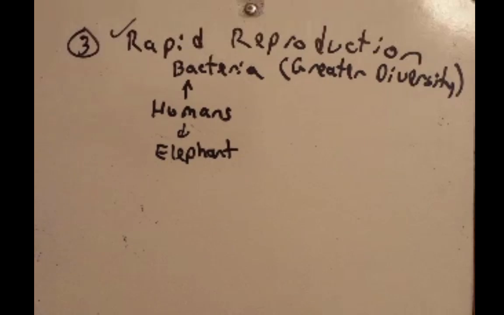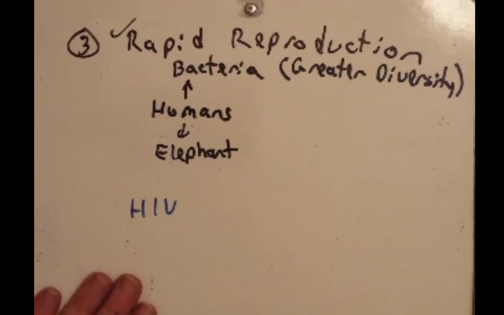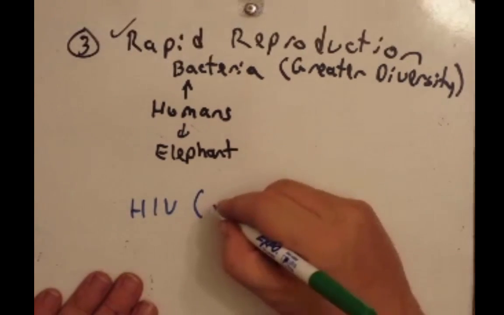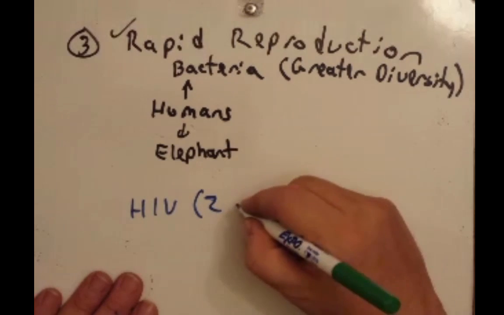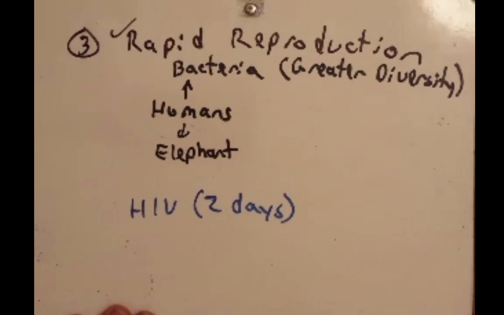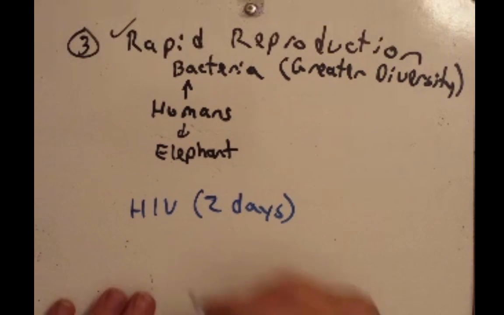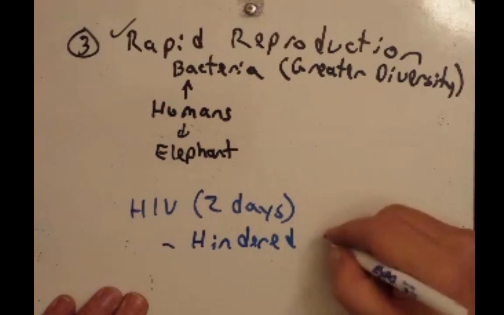A good example, we've already talked about HIV, but HIV has an incredibly fast generation time. It uses the human cells in order to divide, so it's not quite as fast as bacteria, but it's still pretty fast. So they divide or replicate about once every 2 days. And because of that, what happens is they gain a lot of mutations. And this has really hindered treatment.